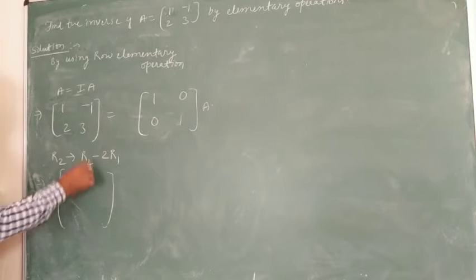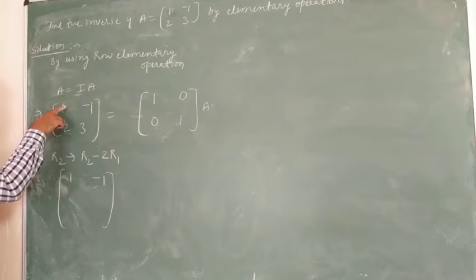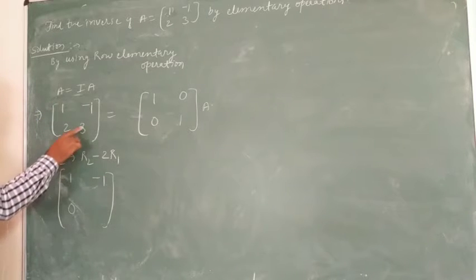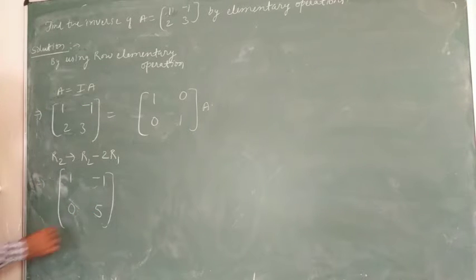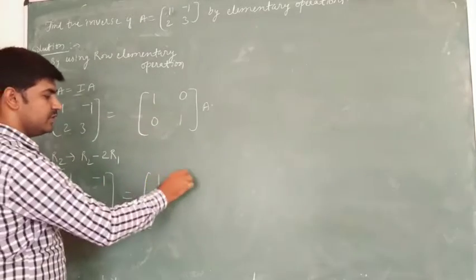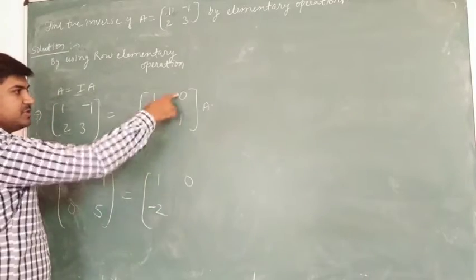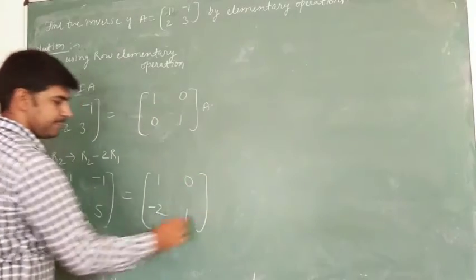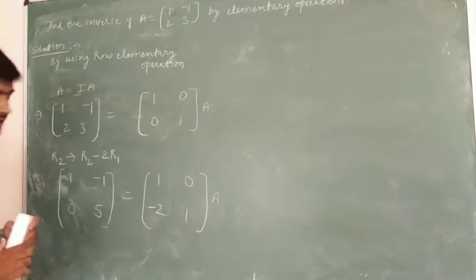students, the R1 will remain R1 only, so 1, minus 1 I have written. This R2 minus twice of this one is equal to 0. This minus twice of this one is equal to 5. Okay, and this side the same is to be used on this one also. So 1, 0. This minus twice of this one is equal to minus 2. This minus twice of this one is equal to 1, and times A. Is there any problem? I hope you have understood it.